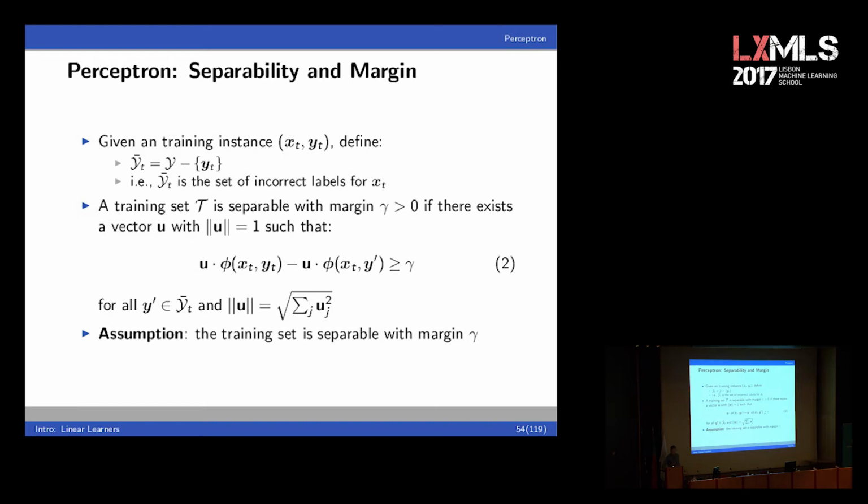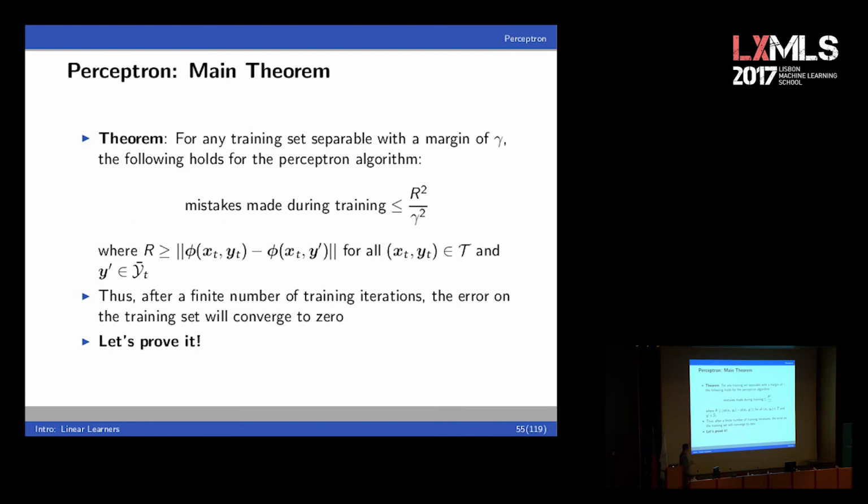Okay. So under this assumption, we can show that the mistakes that the perceptron makes during training is bounded by R squared divided by gamma squared. So there's many ways to interpret this. One way of interpreting this is the number of mistakes during training is bounded. So it means at some point we won't make any mistakes anymore, right? That's one important point. Bounded means it's not infinite. So if you train long enough, no more error, fine.